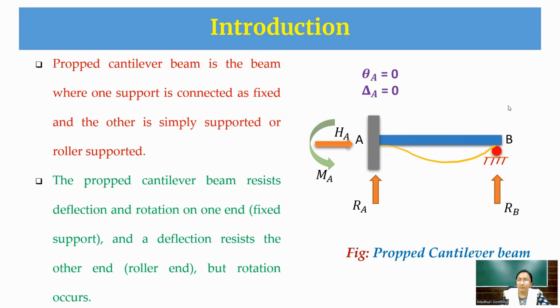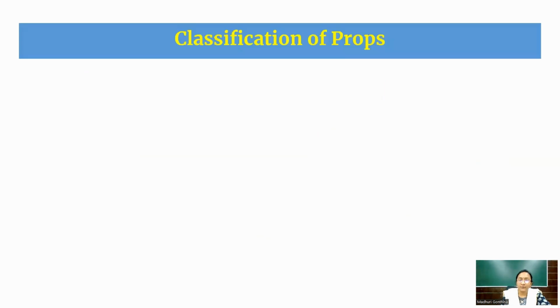Coming to this roller support, you can write theta B not equal to 0 and delta B equal to 0. That means at this B support, you are going to have the rotation, but you are not going to have any deflection. Next, coming to the next slide, we'll classify the props.